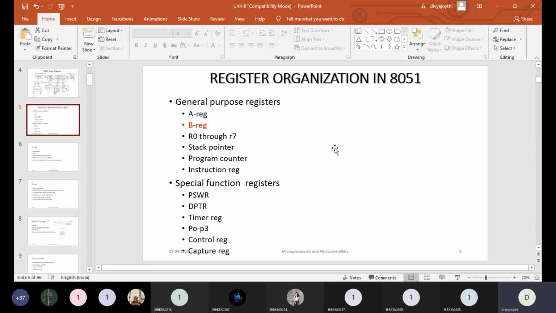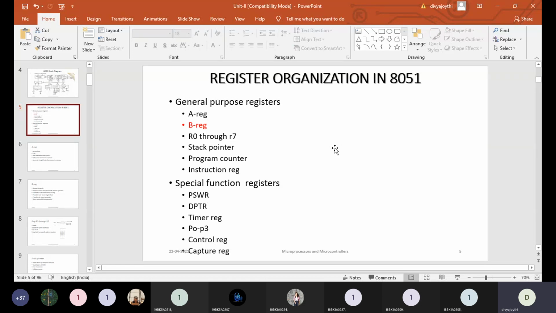But here in the 8051 microcontroller, all the registers that the 8051 supports have been grouped into two types. First type is general purpose registers, and the second type is special function registers.